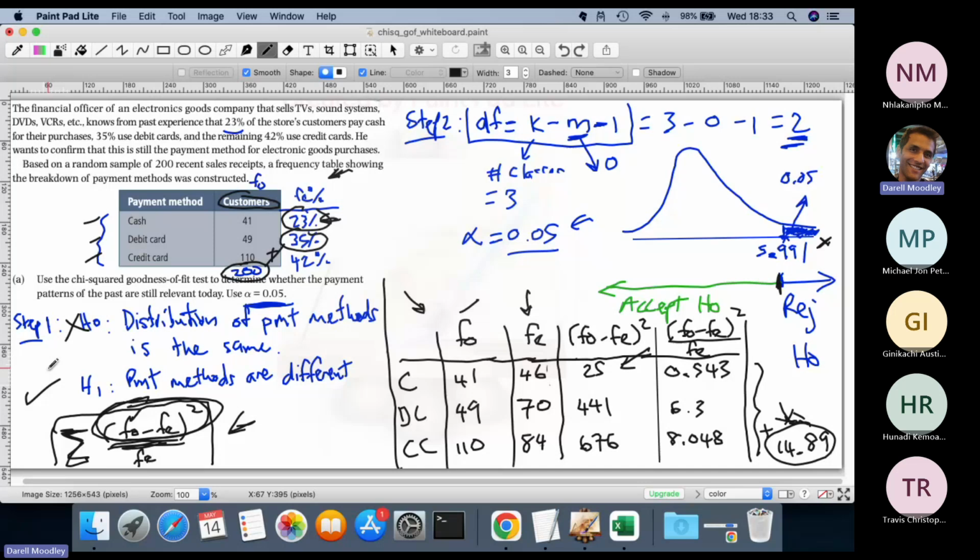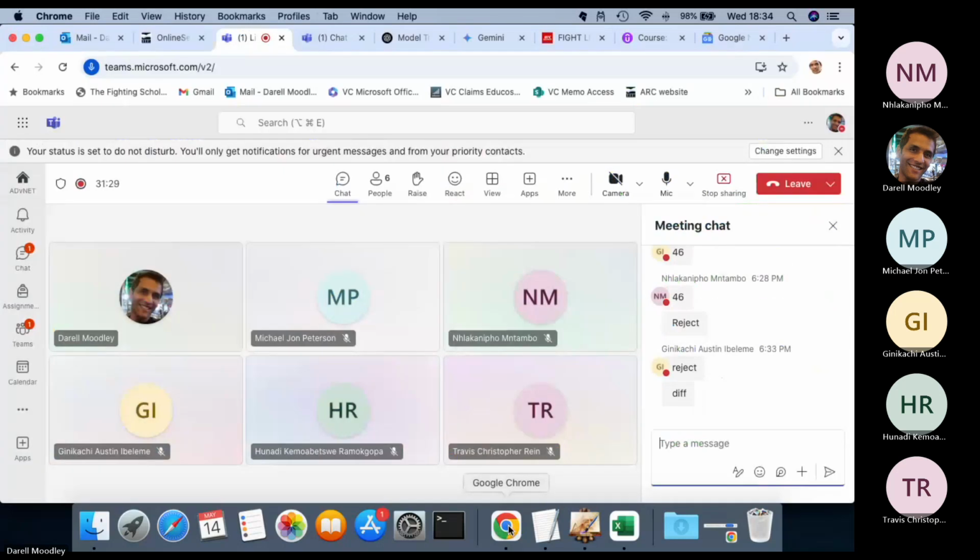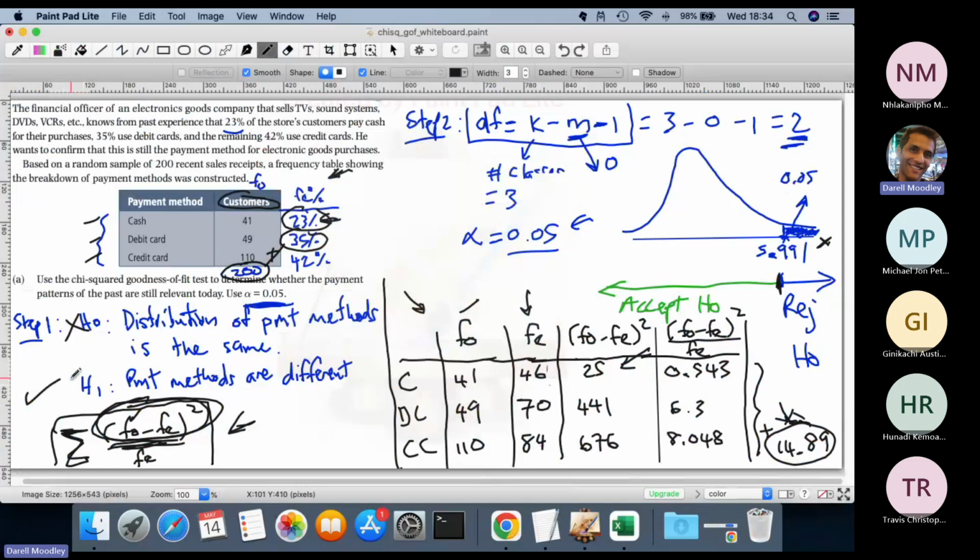That's the last question I'll ask you for this evening. Based on what we found now, are the payment methods the same or are they different? Yes, that's it. It's different because we reject H0, so it means H1 is correct. And H1 says that the payment methods are different. And so to conclude, write a statement to conclude.